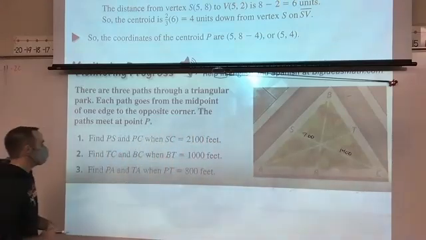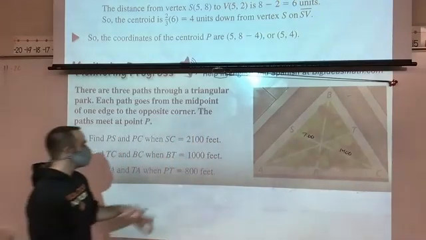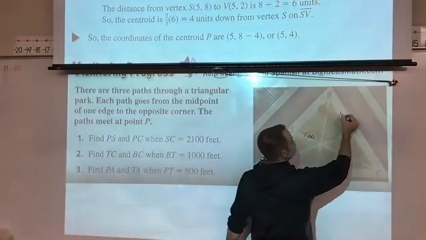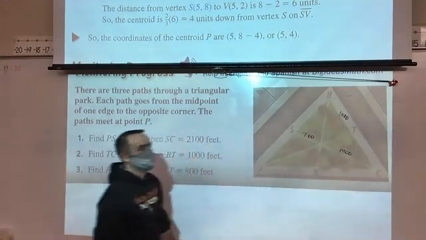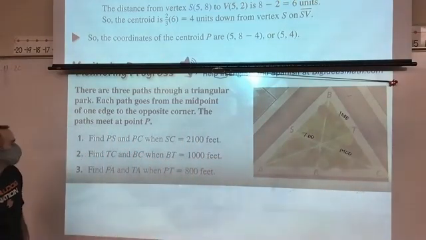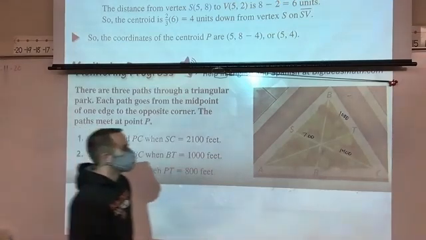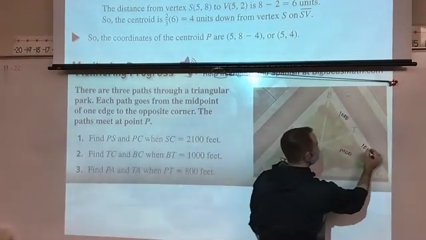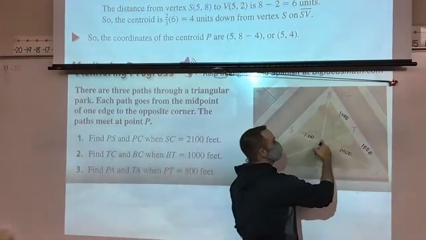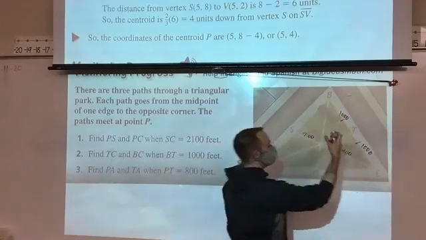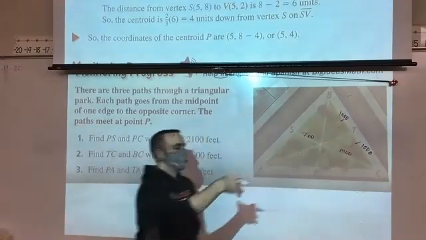Now the next one says BT is 1,000. So now we're looking at the edge of the triangle. We want to know what TC and BC are. Both 1,000 and 2,000. Because this is a centroid, T has to be the midpoint, so those have to be congruent. Good?